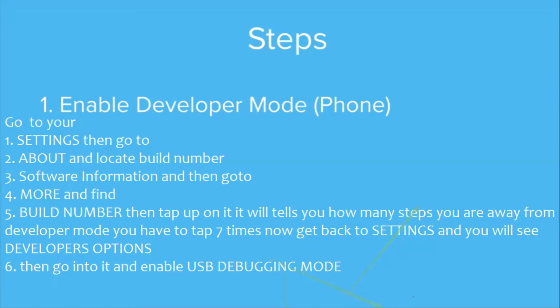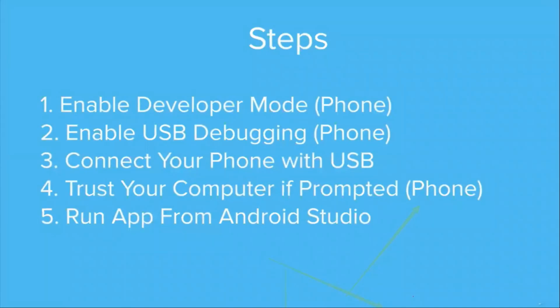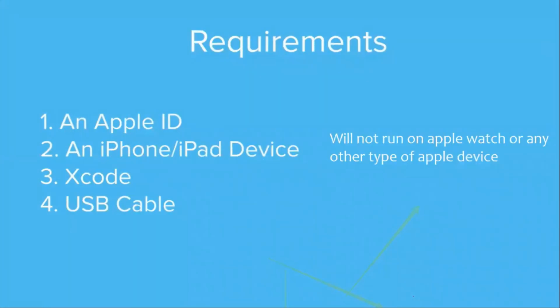And once you get to your build number, you just have to tap on it 7 times. Once you tap on it 7 times, a message will pop up saying developer options enabled. After that, just enable the developer option mode. Then you have to enable USB debugging mode by plugging in the USB cable to your laptop or PC, and after that, trusting your computer if it is prompted on your device. Then you just have to run your app from Android Studio. So that was the requirement for the Android devices.